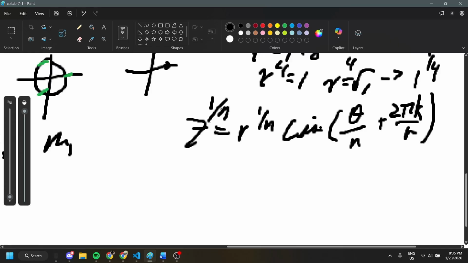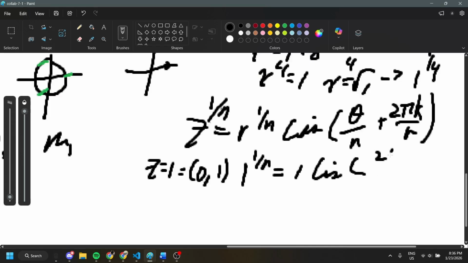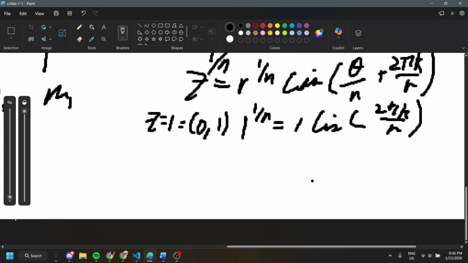Okay, so if we say z is equal to 1, which is equal to, if its theta is equal to 0, its radius is equal to 1. So 1 to the 1 over n is equal to 1 cis of 2 pi k over n. So really our angles, and since it's the root of 1, it's always going to lie on that circle. The angles that we have, theta, will always equal 2 pi k over n.